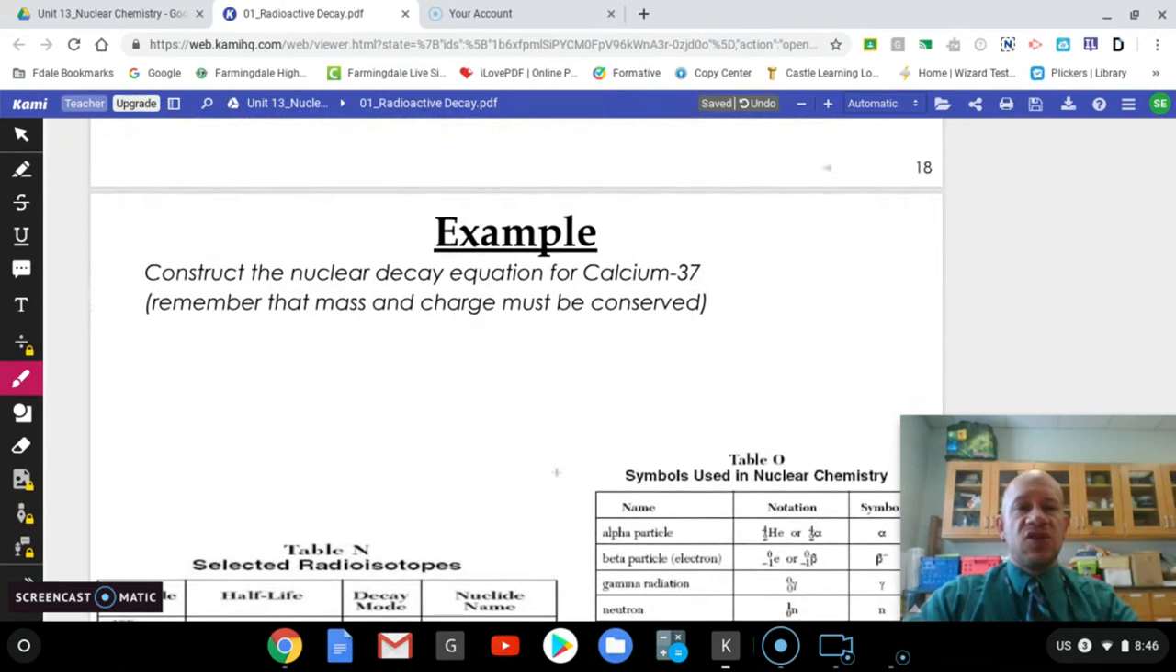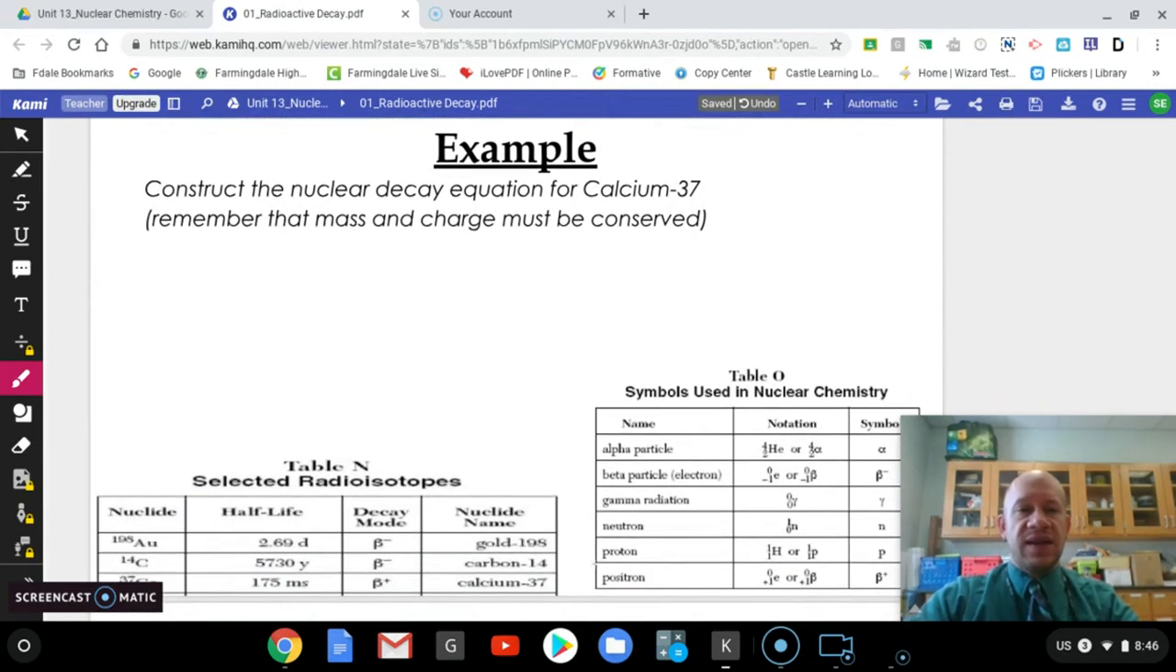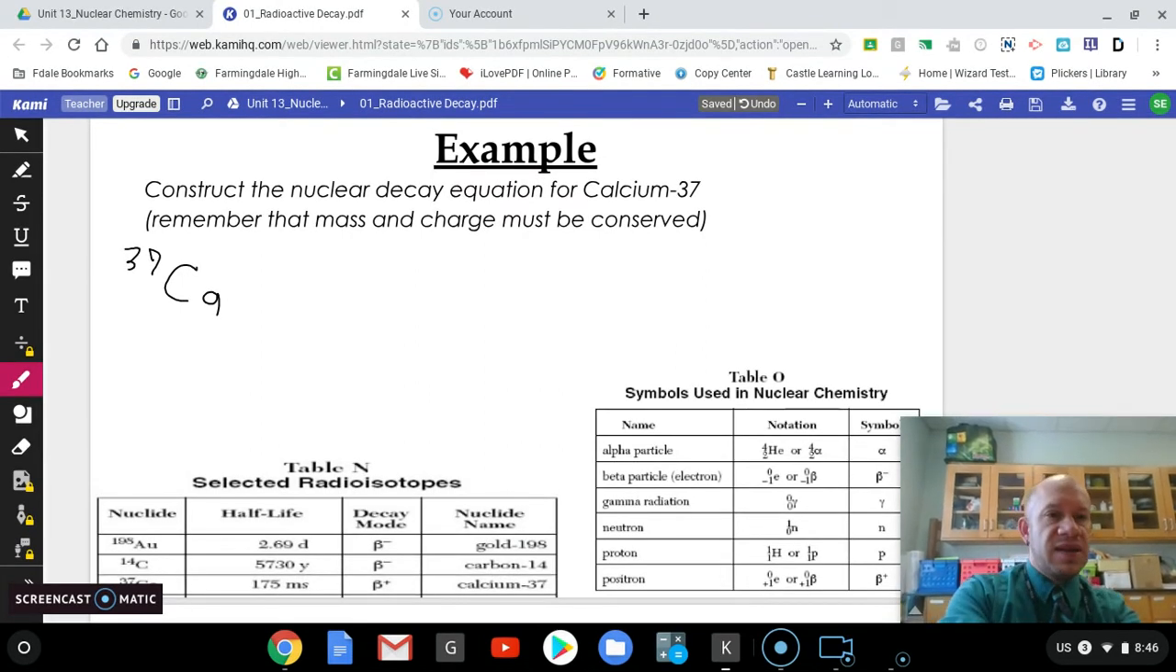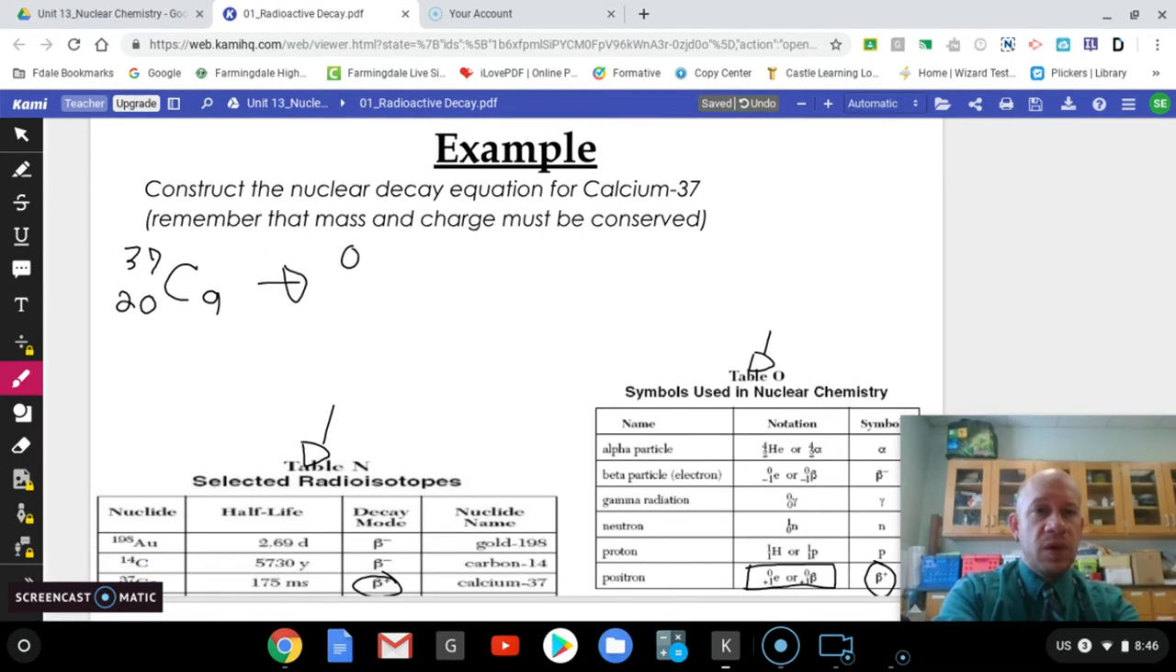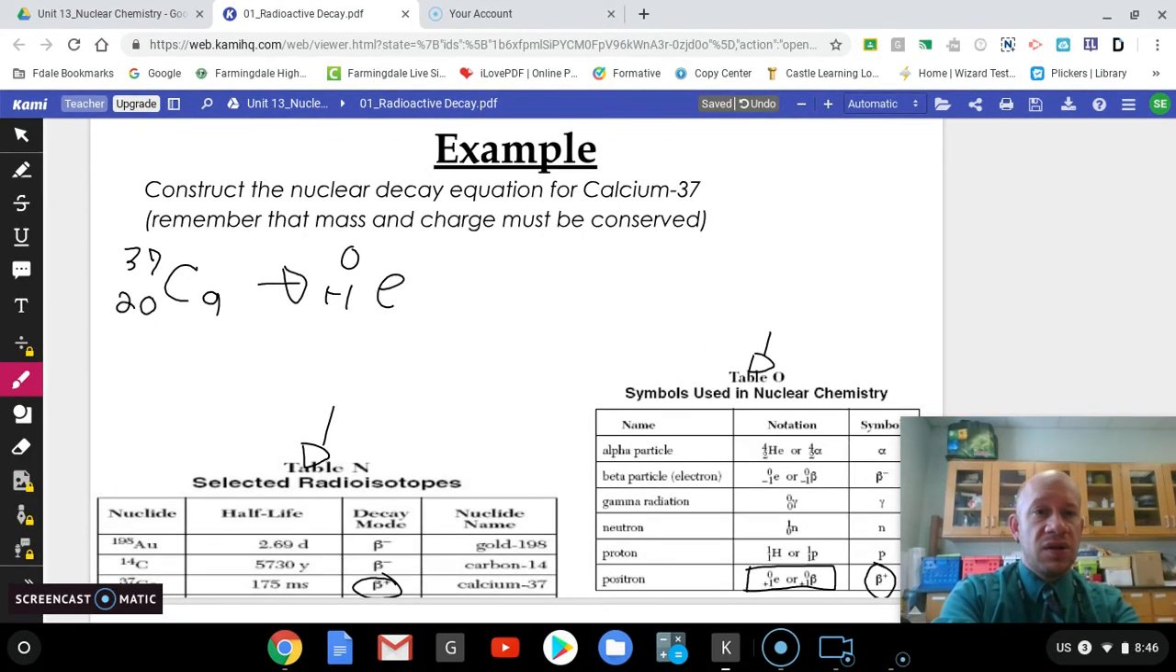So for example, construct the nuclear decay equation for calcium 37. So the first step is you'll write the symbol for calcium, the mass on the top, and the number of protons for calcium is 20. We know calcium undergoes beta plus or positron decay because on table N it tells you that for calcium 37. Over on table O, we find the positron here is beta plus. So that means one of these symbols has to be our product. So when calcium undergoes positron decay, one of the products will be that positron.